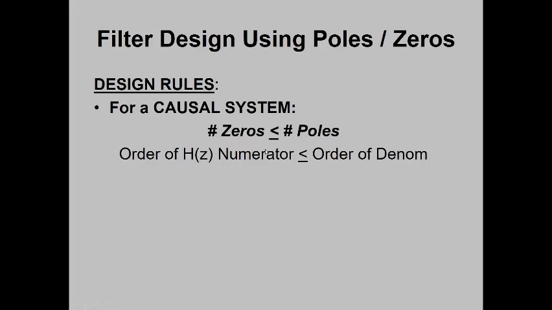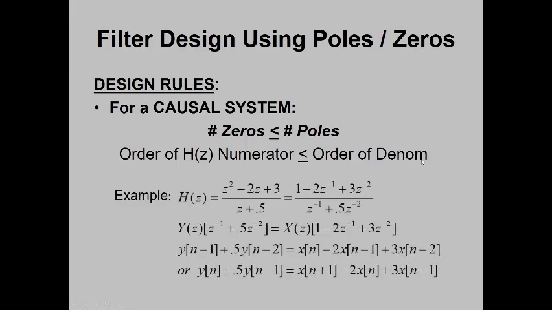For a causal system, we need the number of zeros in the H of z to be less than or equal to the number of poles. In terms of our H of z, that means the order of the z polynomial in the numerator of H of z has to be less than or equal to the order of the polynomial in z in the denominator. If we violate that, like in this example, I've got a second order numerator and a first order denominator. So I have 2 zeros, 1 pole.